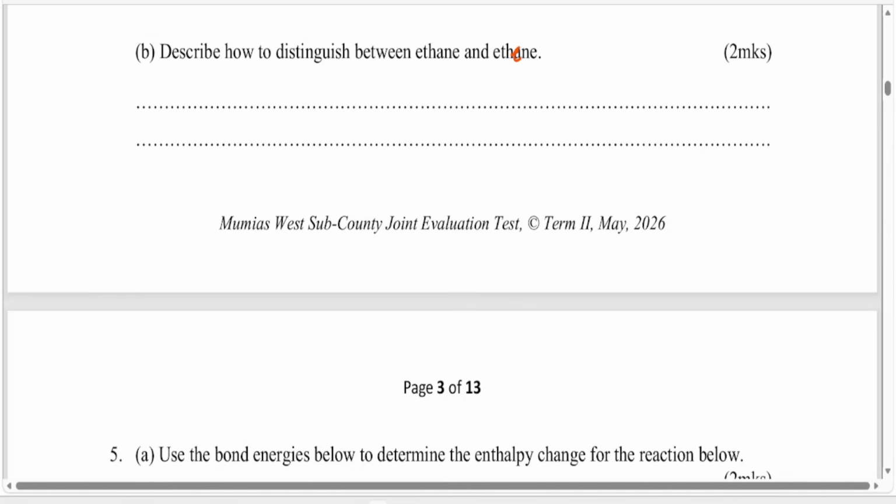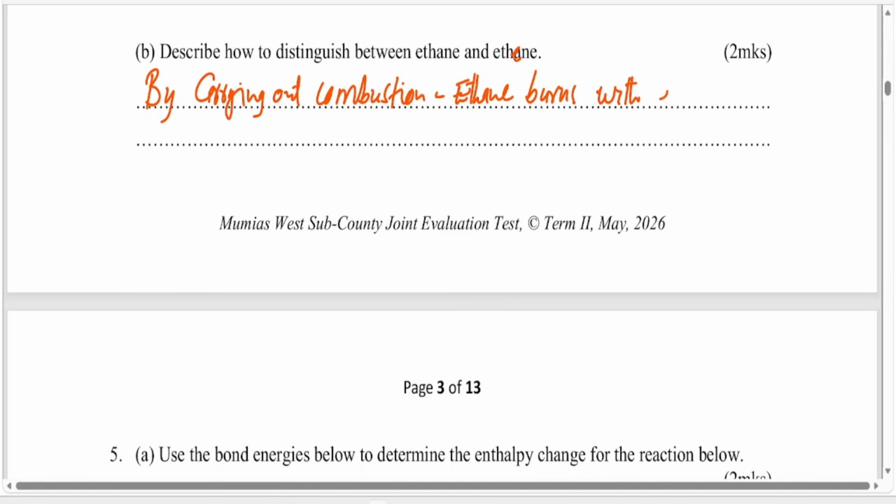So we have 2 methods. One is by carrying out combustion, and again by using a strong oxidizing agent. So we have 2 options here. One, by carrying out combustion, here we explain by saying that ethane burns with a blue flame.